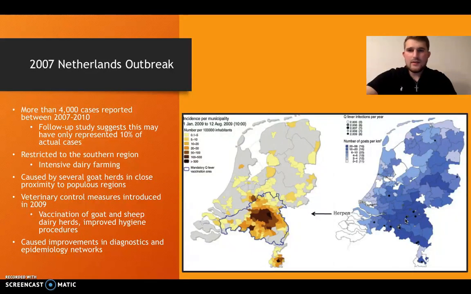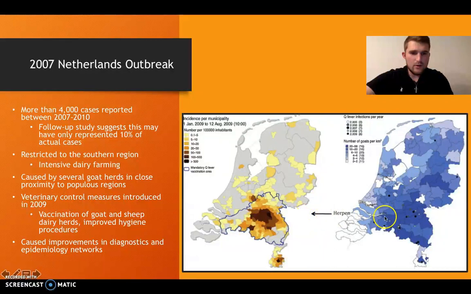And then the most notable outbreak for this was a 2007 outbreak in the Netherlands. There were more than 4,000 cases reported between 2007 and 2010. And it's speculated with recent studies that this is only representative of 10% of the actual cases in this region. And if you look at this chart here, it was restricted mostly to the southern region down here. There were a lot of high cases in this area right here.